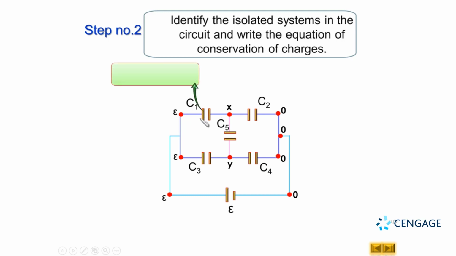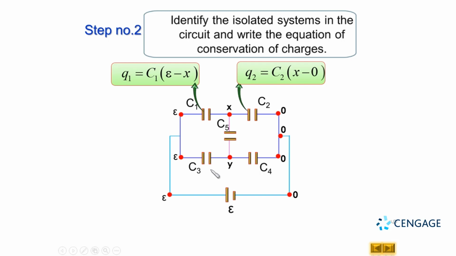We know the formula Q equals CV. So Q1 should be equal to C1 multiplied by the potential difference, that is E minus X. So Q1 equals C1 times (E minus X). That is the charge of this capacitor. And here we considered this plate as positive, so this plate will be negative. Now come to this capacitor. This is charged, say Q2, and Q2 equals capacitance multiplied by the potential difference, X minus 0. So Q2 equals C2 multiplied by (X minus 0).